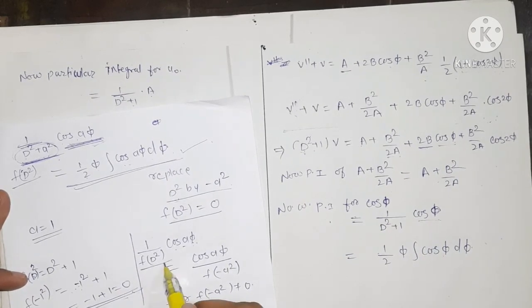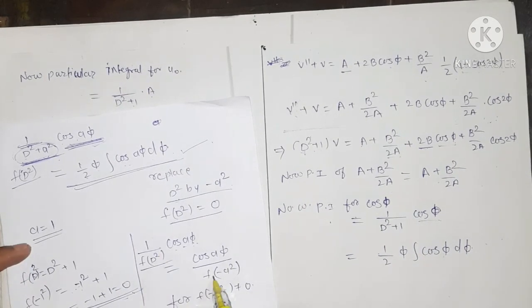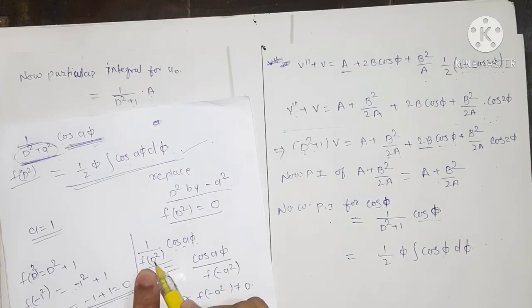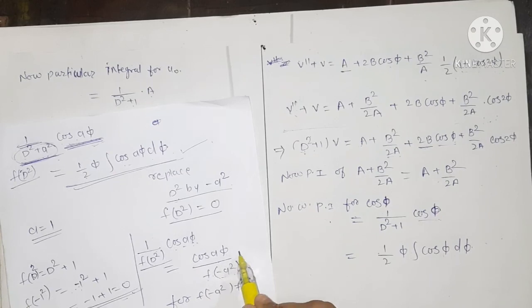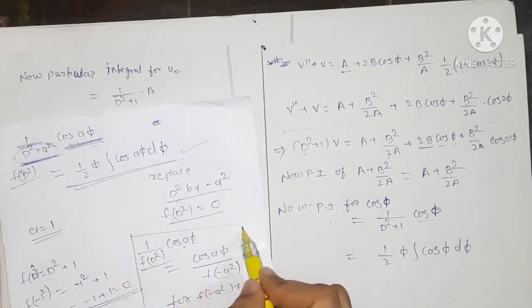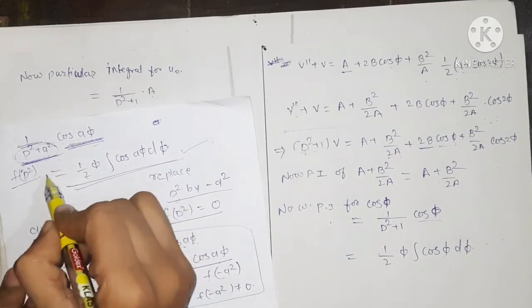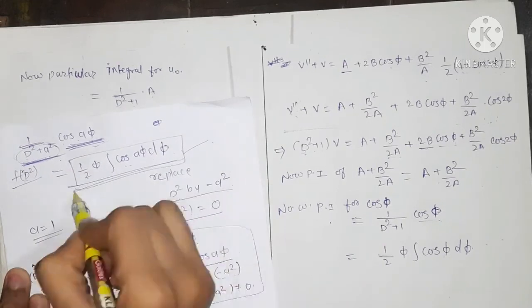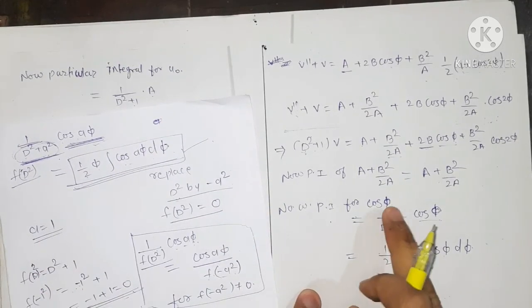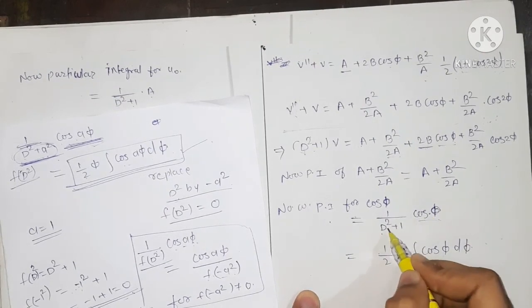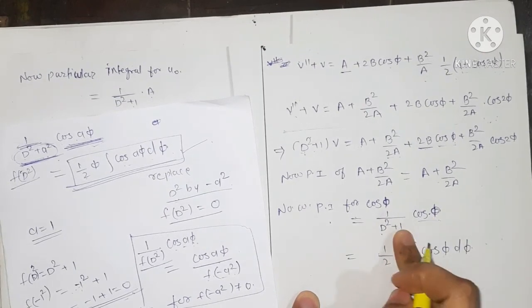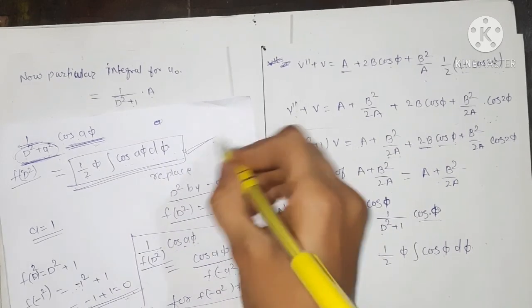So when this f of d square is not equal to 0, we simply have to replace d square by minus a square and calculate f of minus a square, and in the numerator we will have cos of a phi. So you have to remember these two formulas for finding the particular integral. Here we are finding cos phi, and a is equal to 1, so minus 1 square plus 1 is 0. Therefore we are using this formula.